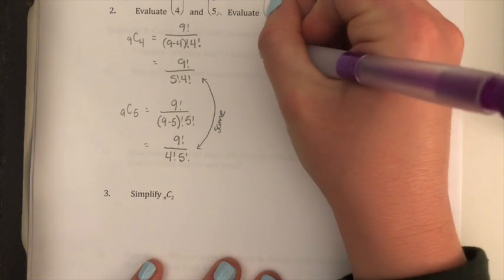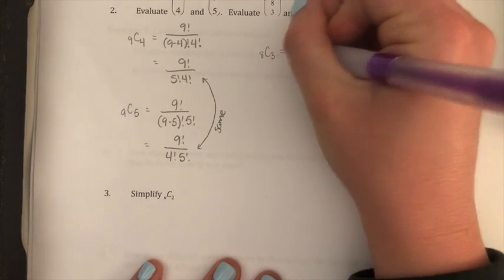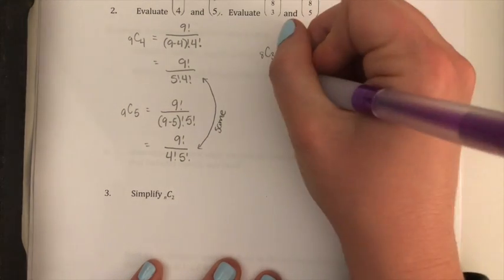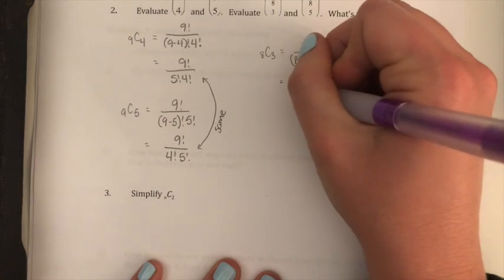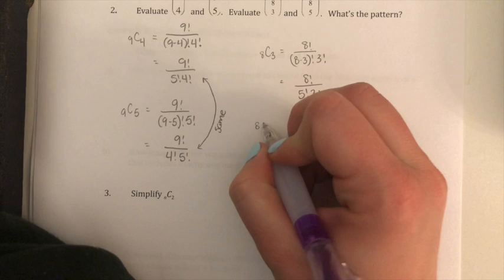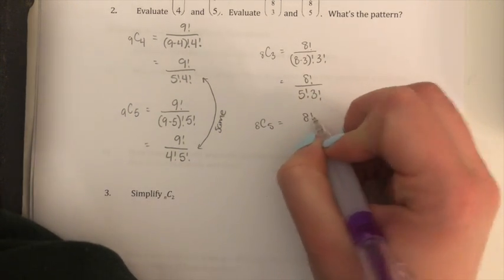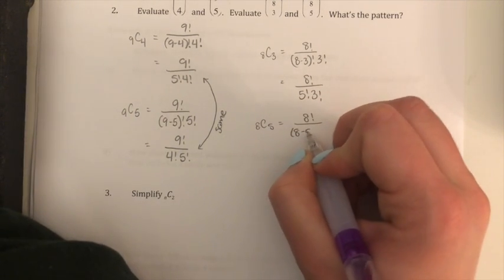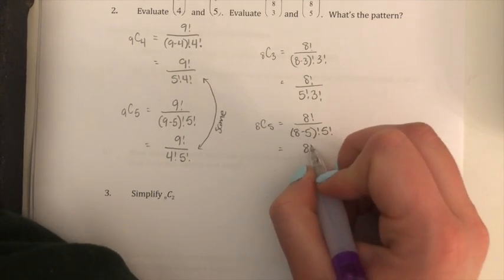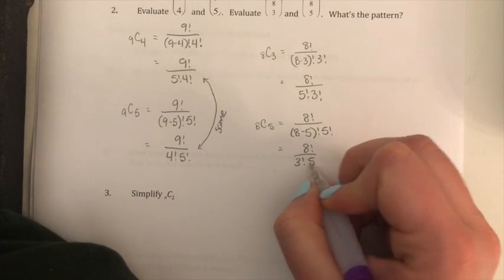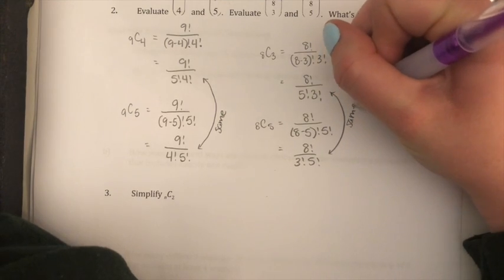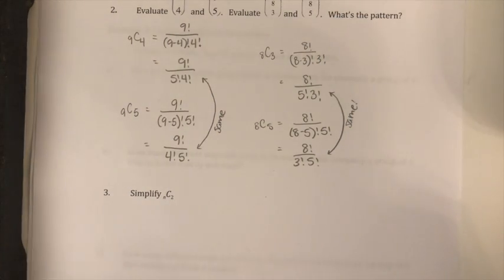So 8 choose 3 is going to be 8 factorial over 8 minus 3 factorial, 3 factorial. So that's 8 factorial over 5 factorial, 3 factorial. If we do 8 choose 5, that's 8 factorial over 8 minus 5 factorial, 5 factorial. So 8 factorial over 3 factorial, 5 factorial. So again, these guys are the same.